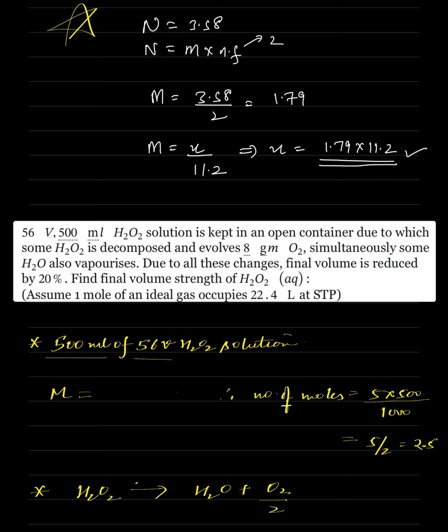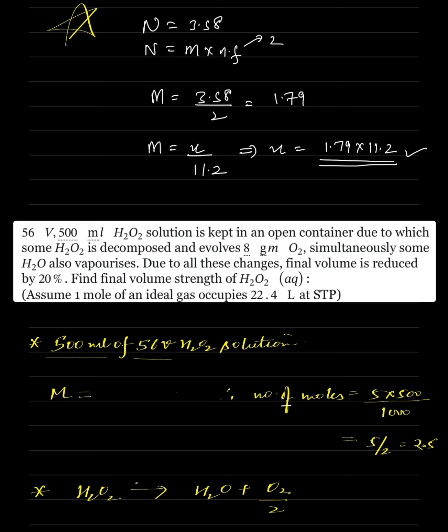Now in this question, what is it saying? That a 56 volume strength, 500 ml H2O2 solution is kept in an open container, due to which some H2O2 is decomposed and it evolves 8 gram O2 gas. So basically in this question, 56 volume strength H2O2 is given to us. That is, the H2O2 solution given to us has the volume strength of 56. And what is the volume of that solution given? 500 ml.